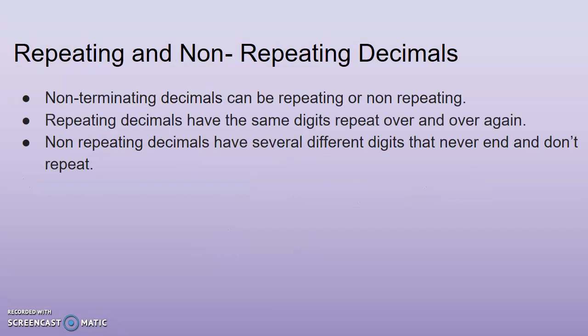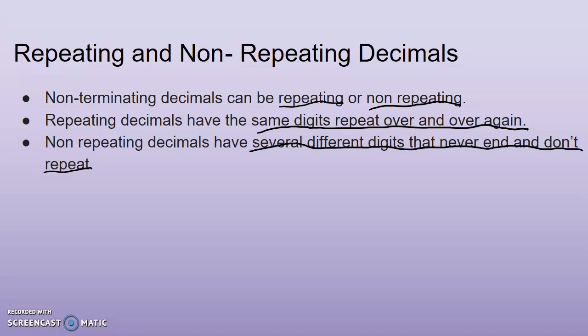Now, you can divide non-terminating decimals into two categories: repeating and non-repeating. Repeating decimals have the same digits that repeat over and over again. And the non-repeating decimals have several digits that never end and don't repeat, so they're just in a random order. Now, when I say that, that doesn't mean that non-repeating decimals can just be in a random order and don't follow a pattern.